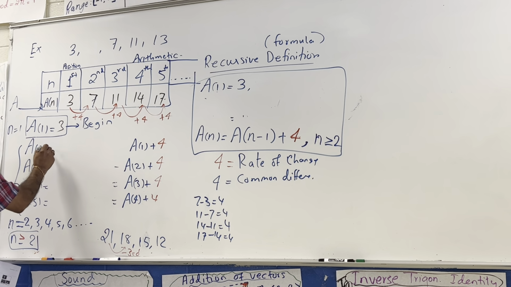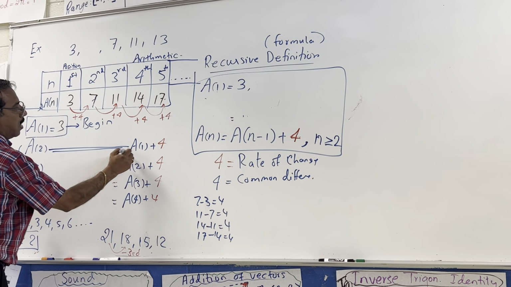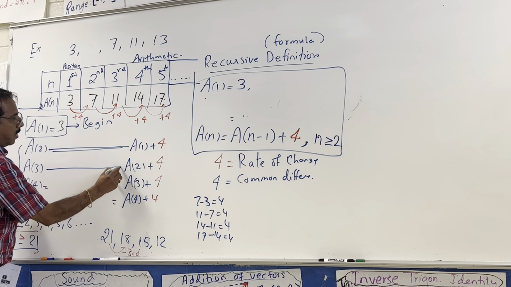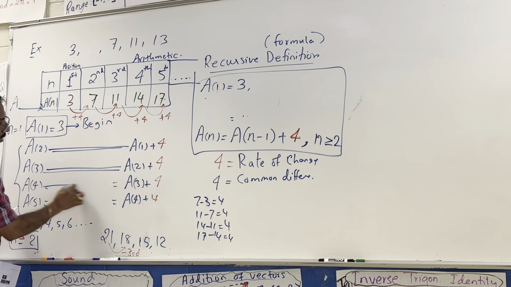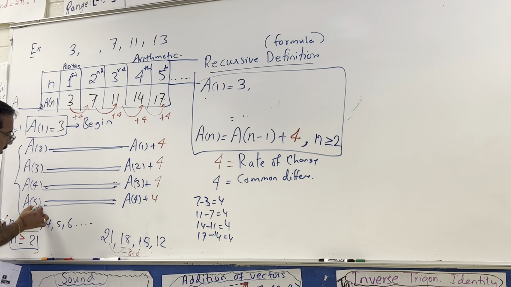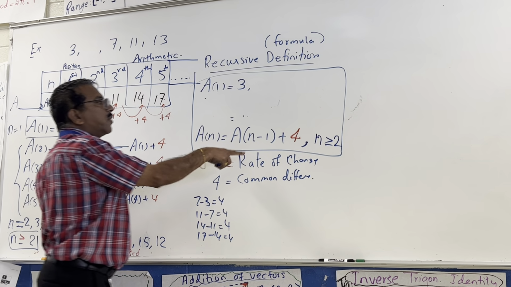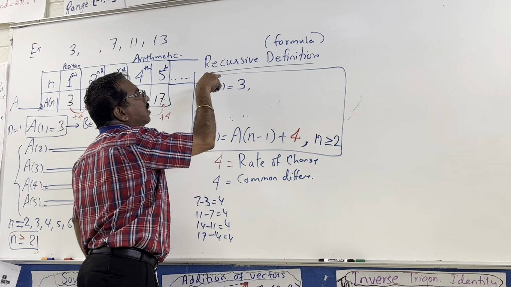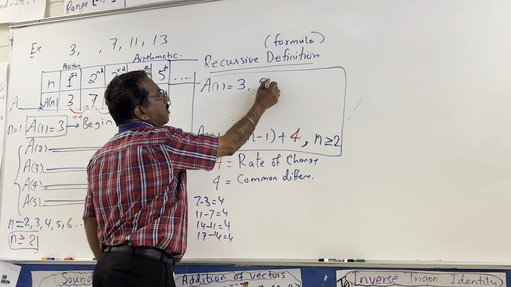So this is A2 is A1 plus 4. A3 is A2 plus 4. A4 is A3 plus 4. This is where I think many students get confused. So that's why I'm making this video, to really understand that every student should write this. That first one is where it begins. So this is where it begins.